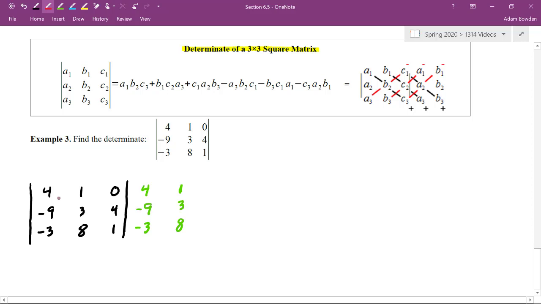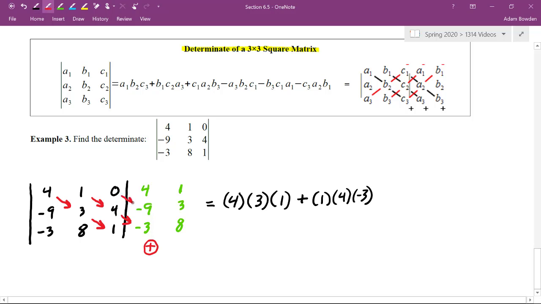The next thing is we're going to start multiplying diagonally down and to the right. So we've got to multiply these 3 numbers diagonally. So we're going to take and multiply 4 times 3 times 1. And then we go down the next diagonal down and to the right, and we multiply 1 times 4 times -3. As I multiply these together, I'm going to add them to the numbers I've already written down. So I'm going to go plus 1 times 4 times -3.